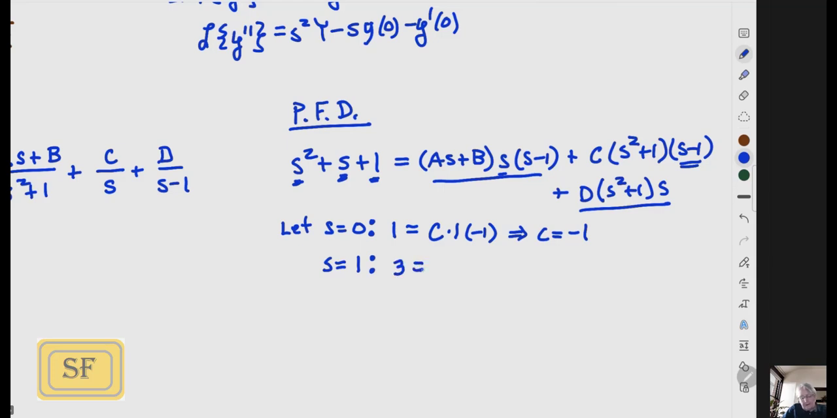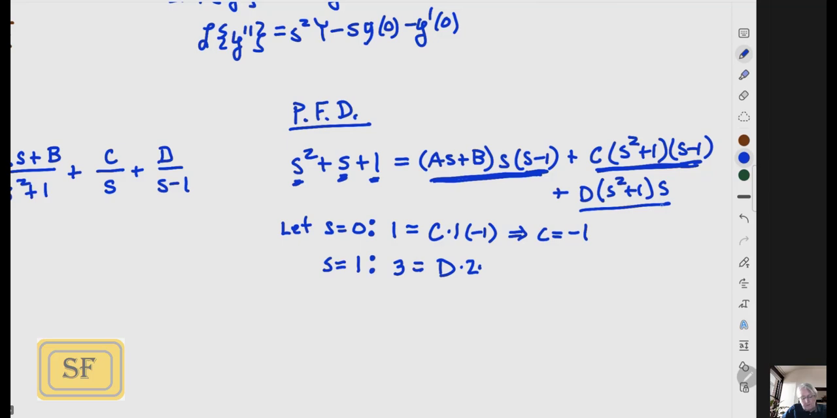So I get d times, and when s is 1, I get 1 squared plus 1, which is 2, and then s is 1. So I get 2d equals 3. That tells me that d is 3 halves. Just divide by 2. So now I just need my a and b.